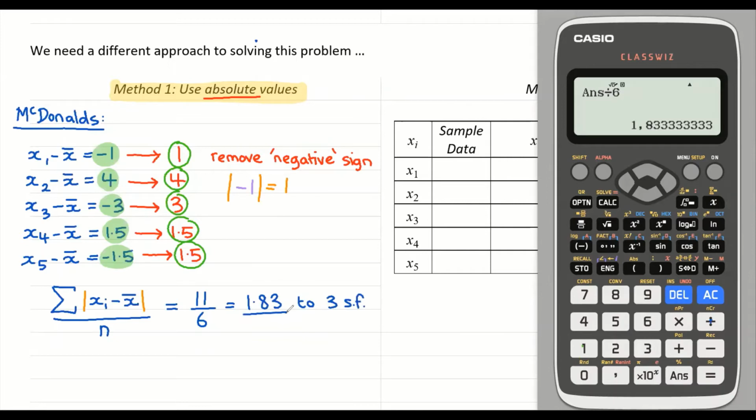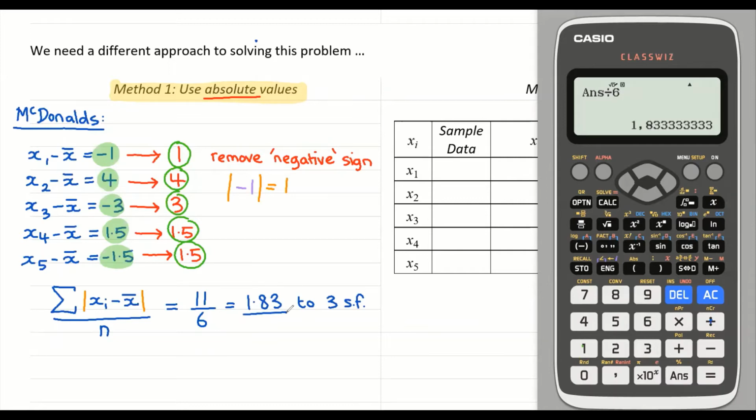So the average distance, according to this, for each data point from the mean is 1.83. Now that's a number that surely would not be the same for KFC, if we were comparing those data. But there's more to it.